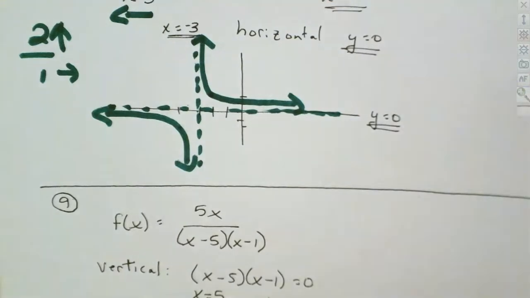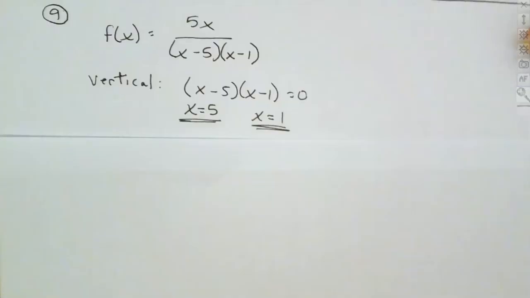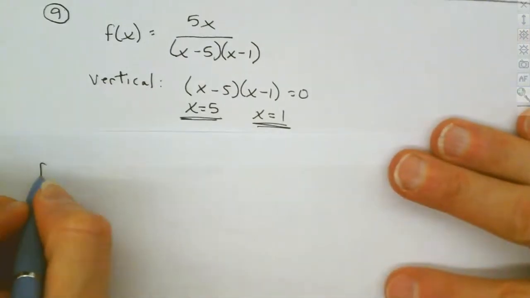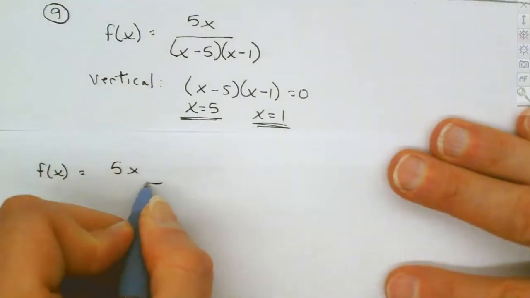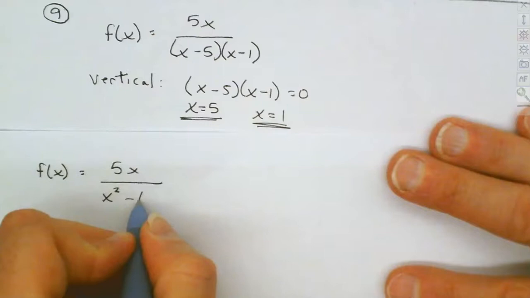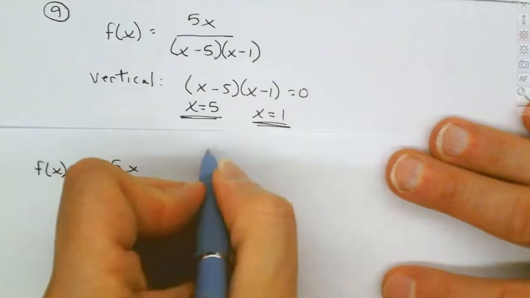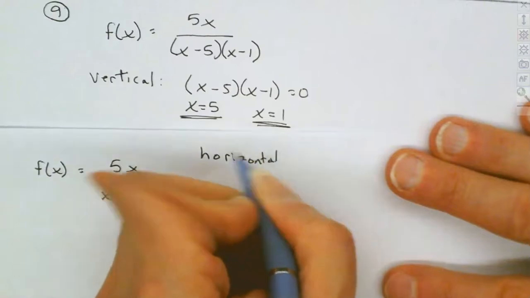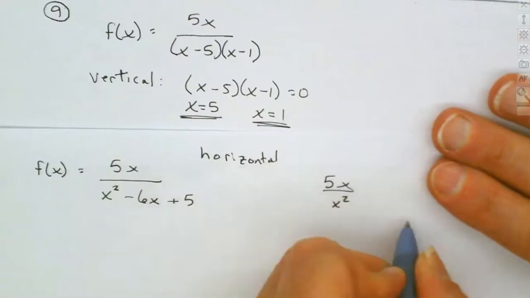What do we do after we find the vertical? Horizontal. We need to divide by the largest power of x. So I'm going to go ahead and FOIL it out first, rewrite it, and then divide everything by our highest power. So that's x squared minus 6x plus 5. Now we want to find the horizontal asymptote, and we divide everything by the highest power of x, which in this case is x squared.